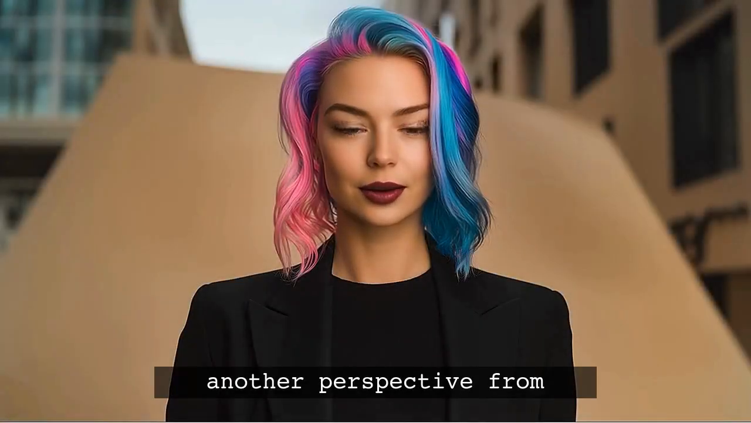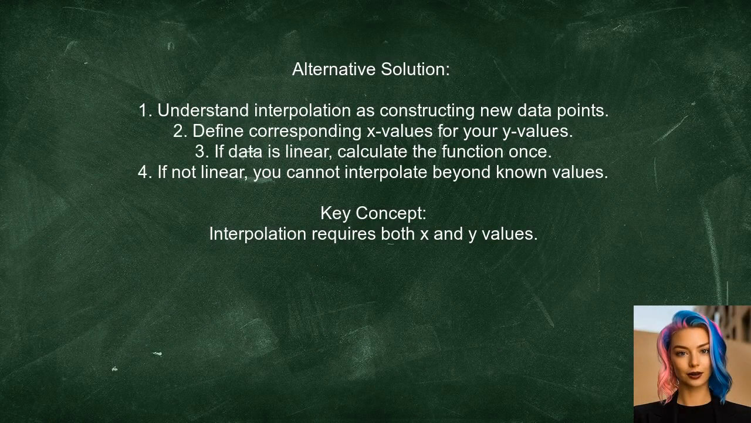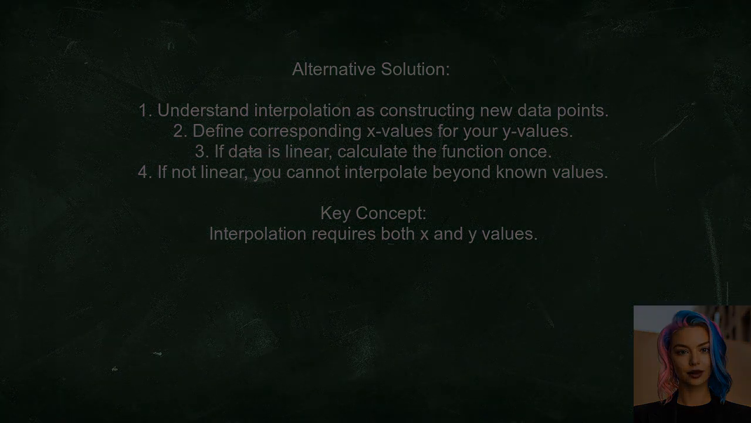Let's check out another perspective from a different user. This user explains that interpolation is a method for constructing new data points within a set of known values. They note that your formula is for linear interpolation, which assumes linear behavior between points. They suggest that to expand your list, you need to define corresponding x values for your y values. If your data is globally linear, you can calculate the function once and use it for any desired value. However, if your data is not linear, you cannot interpolate beyond the known range without additional information.